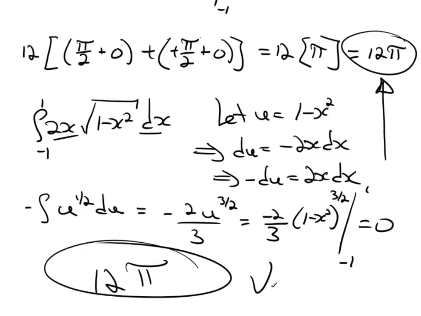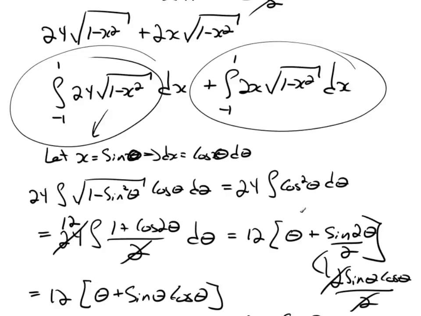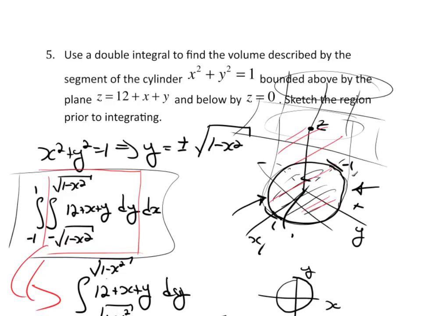And that, I should comment on, that's the volume. That's the volume of this cylinder that resides between the xy plane and the plane 12 plus x plus y in between there, with the cylinder defined as x squared plus y squared equals 1. Kind of cool, huh?